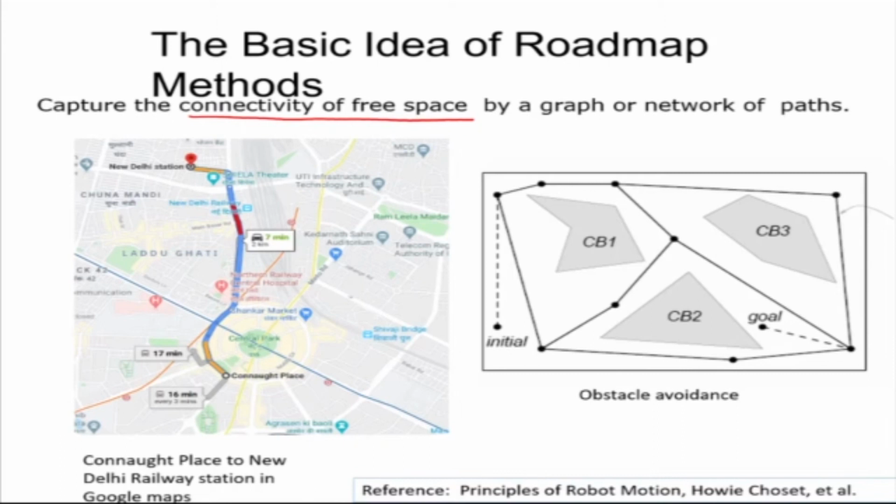Similarly, if you look at this example on the right hand side where we have a workspace and there are obstacles, so CB1, CB2, CB3 are obstacles, and we have a robot at an initial point, and we want to go to the goal point, which is marked here. So what the roadmap method does is essentially it generates a network of feasible paths. Feasible path means it should not go inside an obstacle, right? And then it connects the initial point to the network of paths and the goal point to that network, and then finds different ways of going there. So this is the basic idea of roadmap methods.